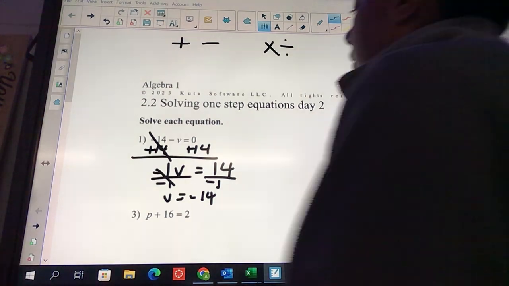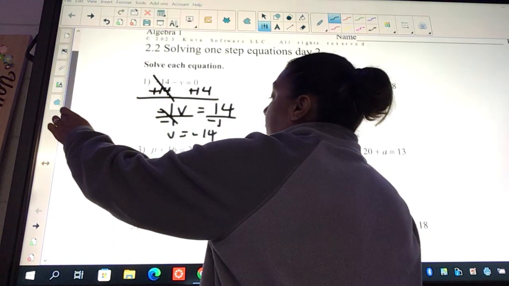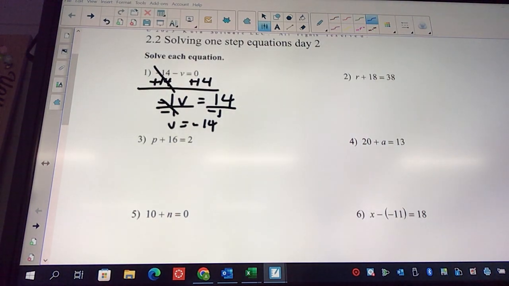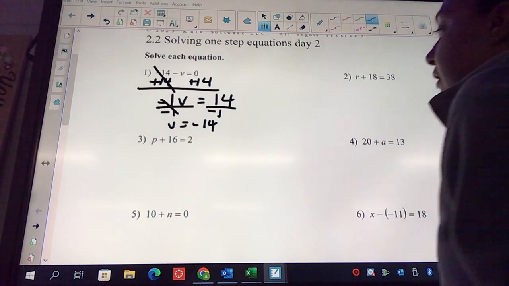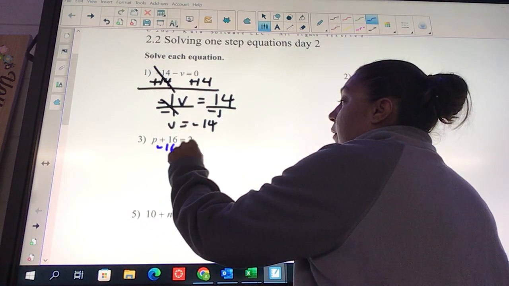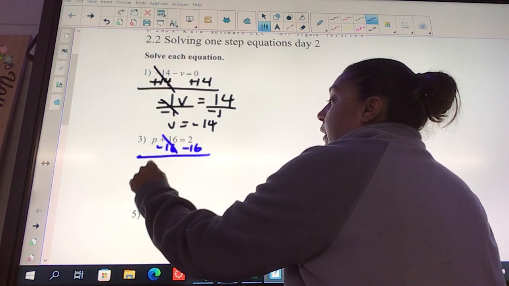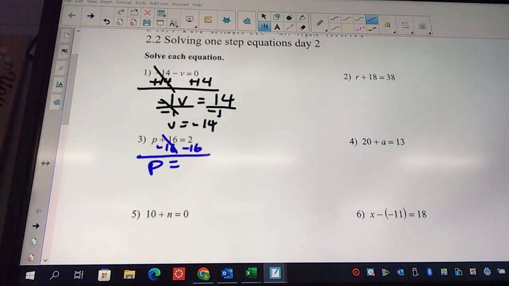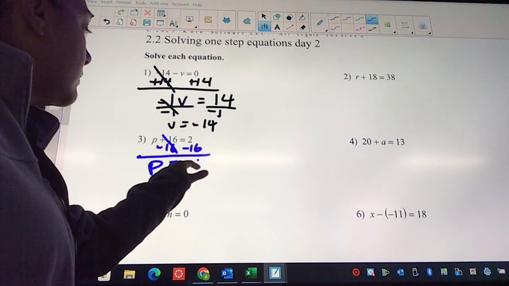Okay, so if we look at number 3, what needs moved? The 16. Okay, I have a plus 16, so what do I need to do? Subtract 16 from both sides. So I got P equals, what is 2 minus 16? Negative 14. That's all right, use your calculator.